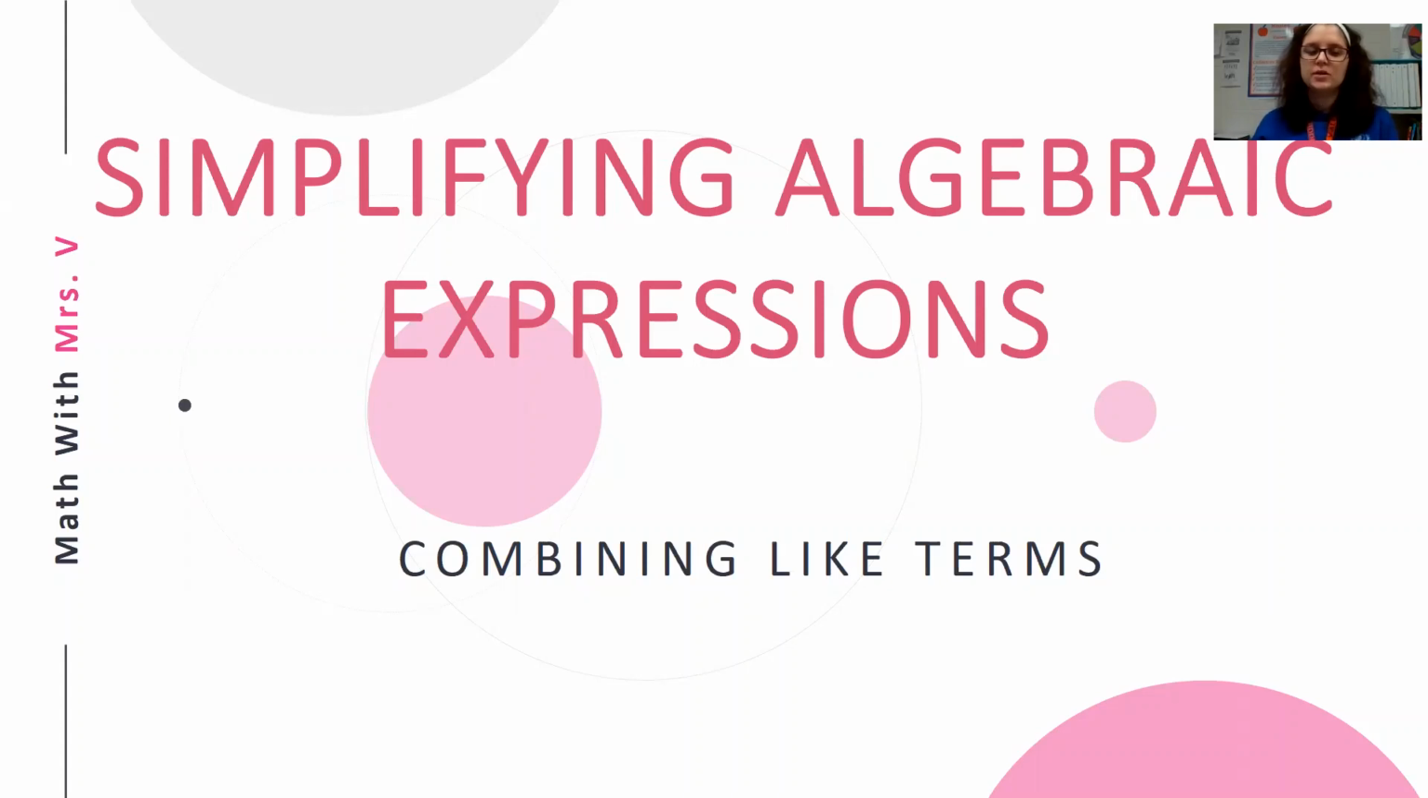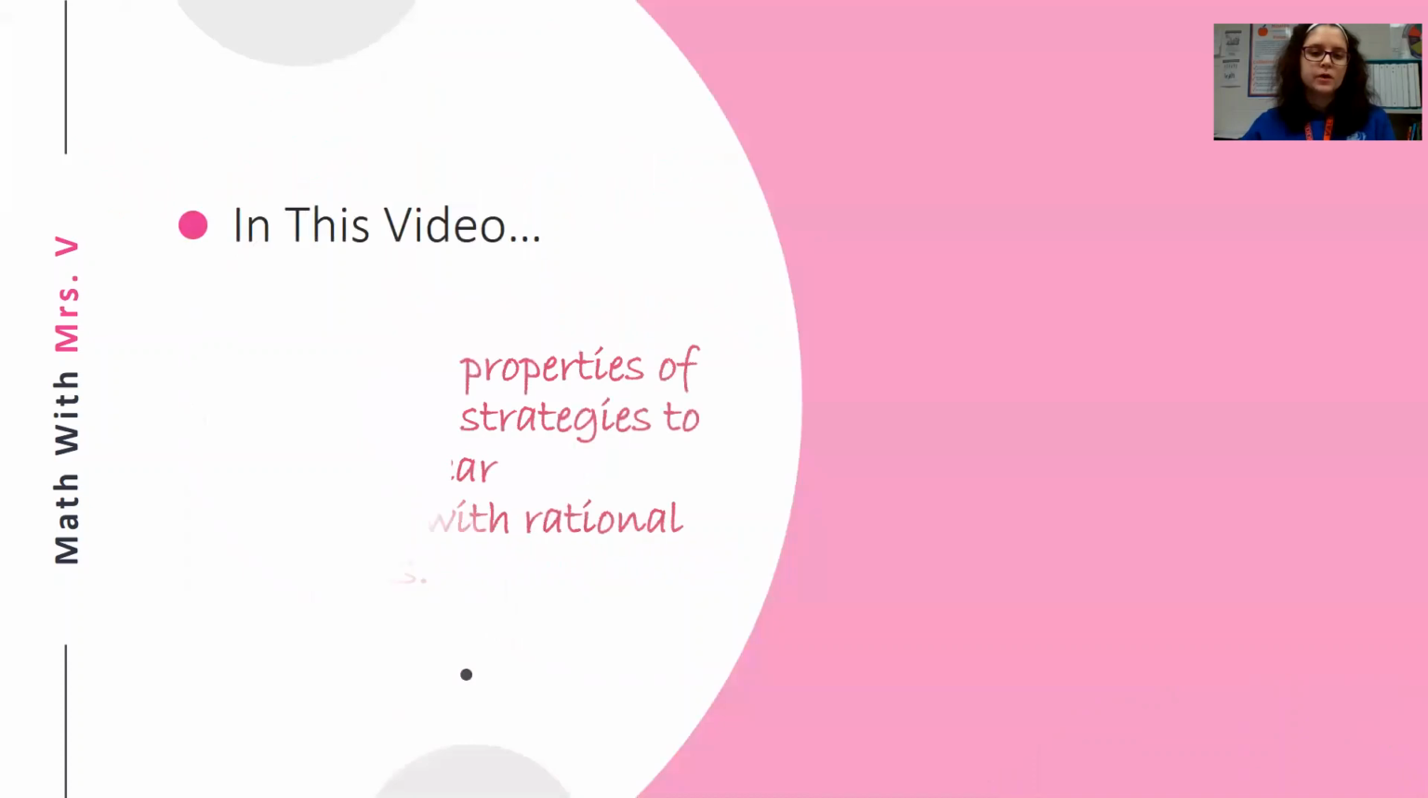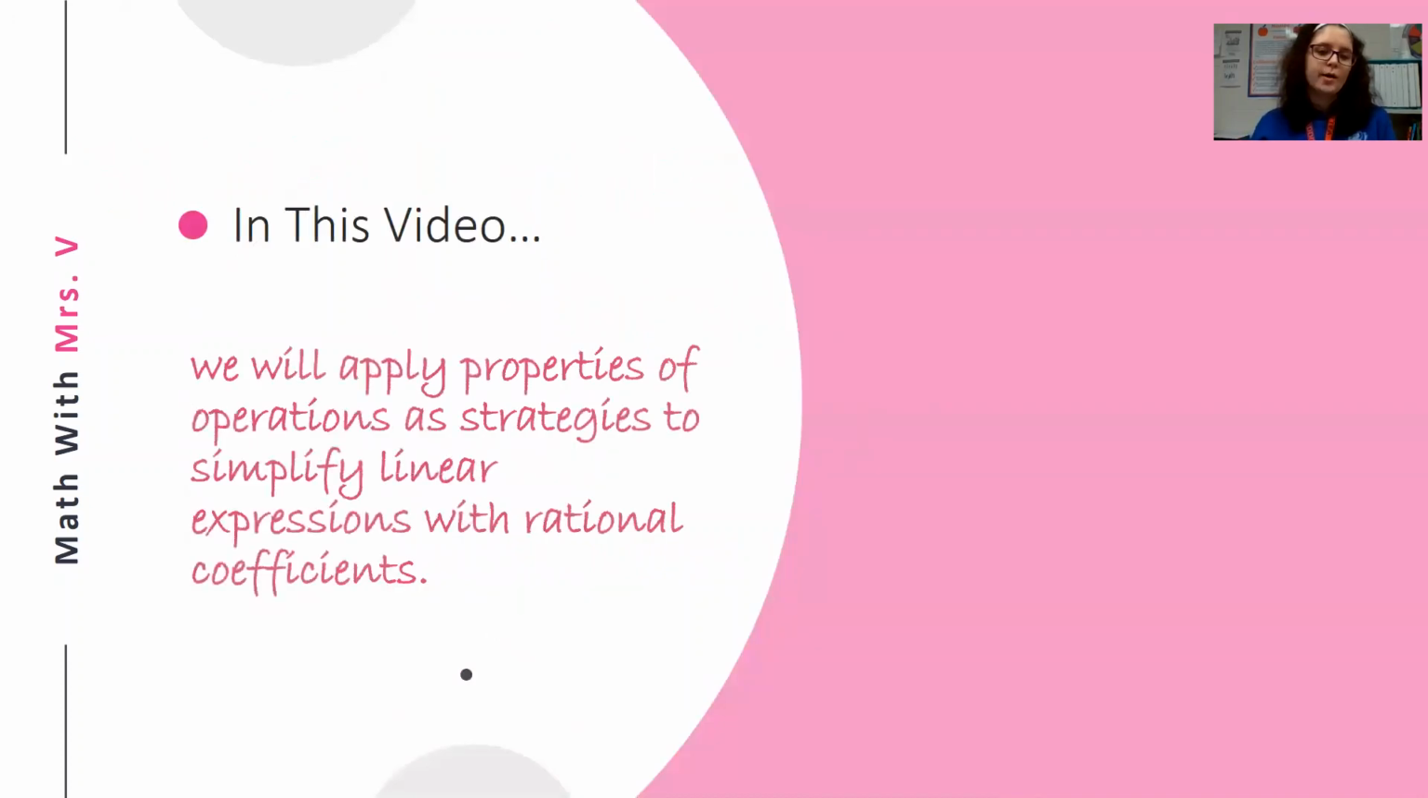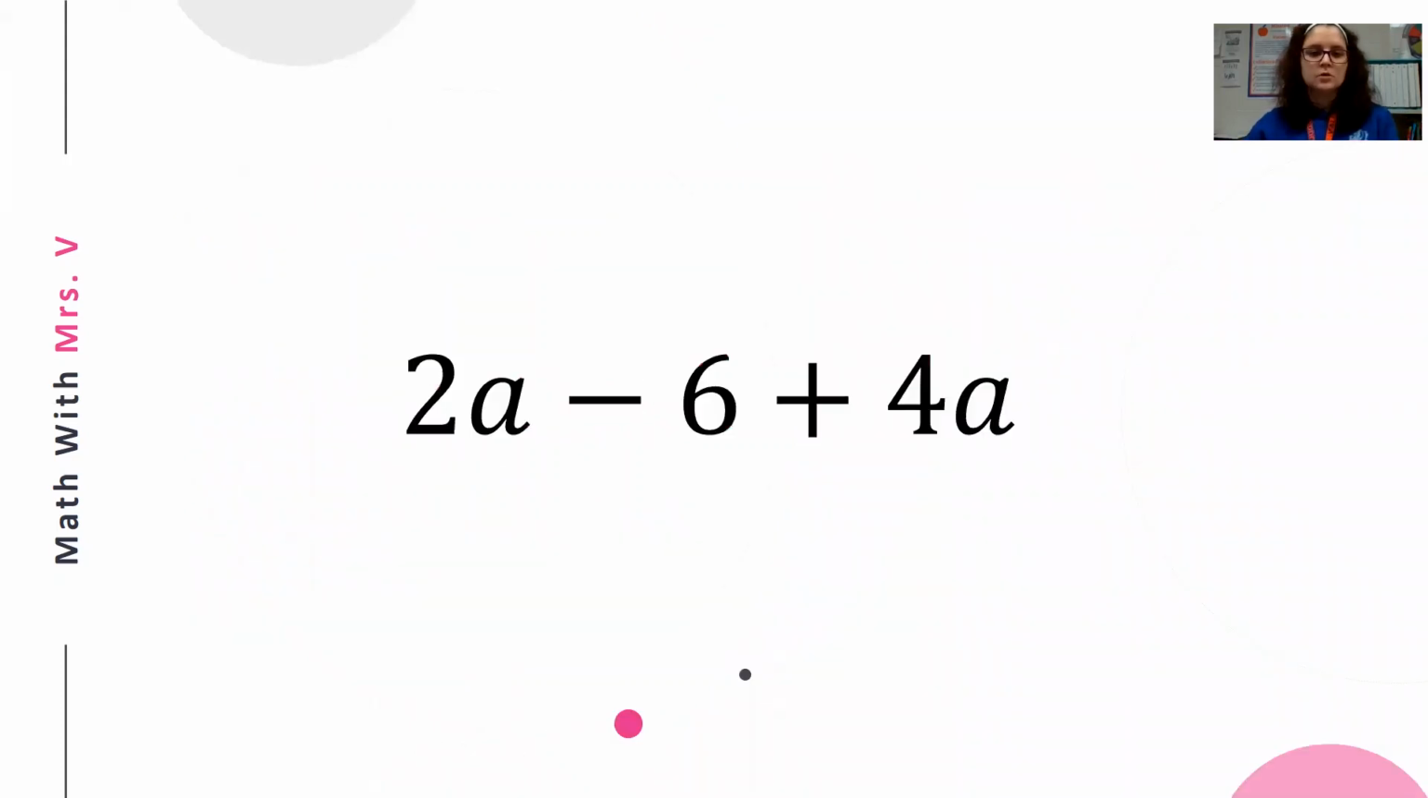In this one we will be looking at simplifying algebraic expressions, or as you've maybe heard it called, combining like terms. So in this video we will apply properties of operations as strategies to simplify linear expressions with rational coefficients. So first let's look at a simple expression and define a couple of its parts.